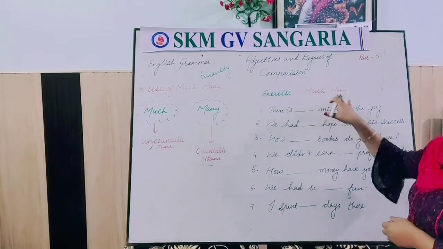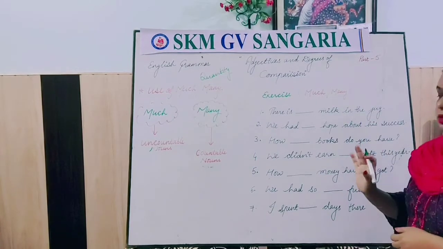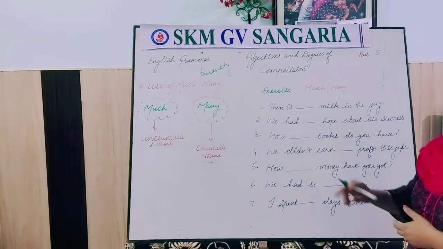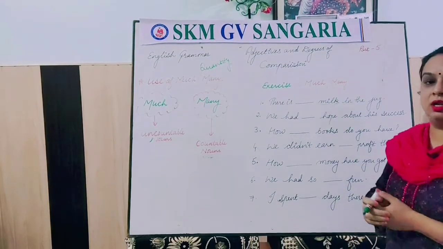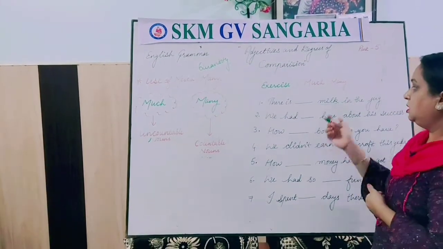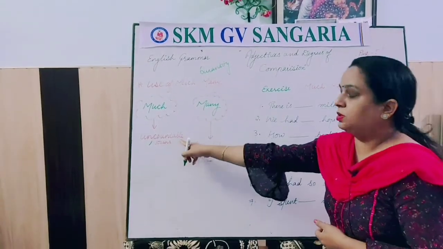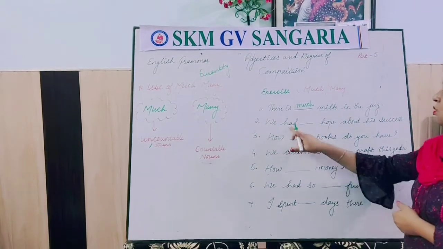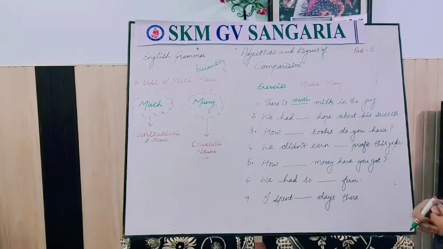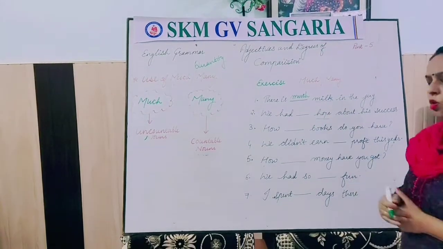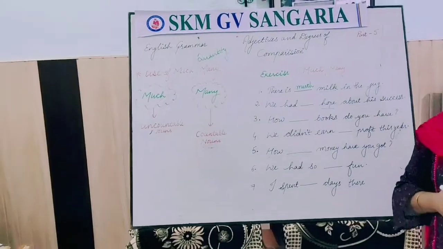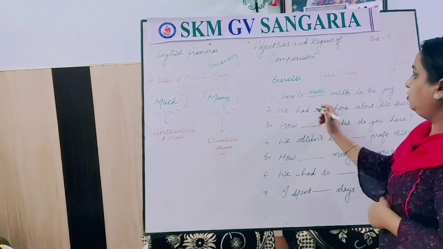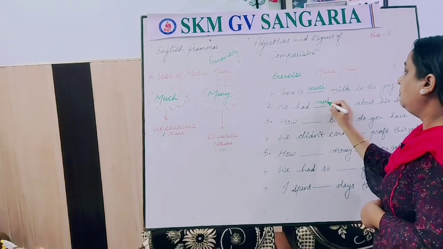Now, we have to do the exercise. You have to fill in the blanks with much or many. Clear? There is dash milk in the jug. Now, we have to check the noun milk. That is uncountable. So what you will do with uncountable, you have to do much. Okay. Next is, we had dash hope about his success. What do you say? Hope is hopes or hope? There is no plural of hope, right? So what we have to do here, we have to fill much.